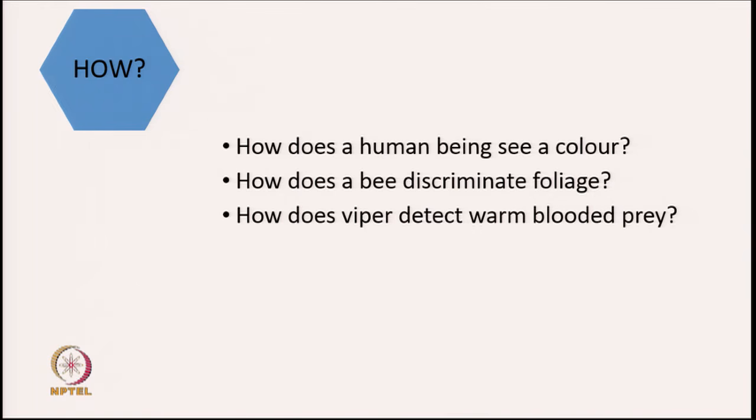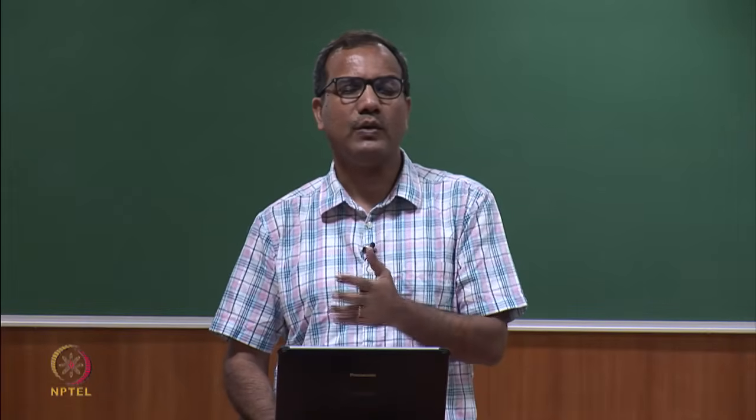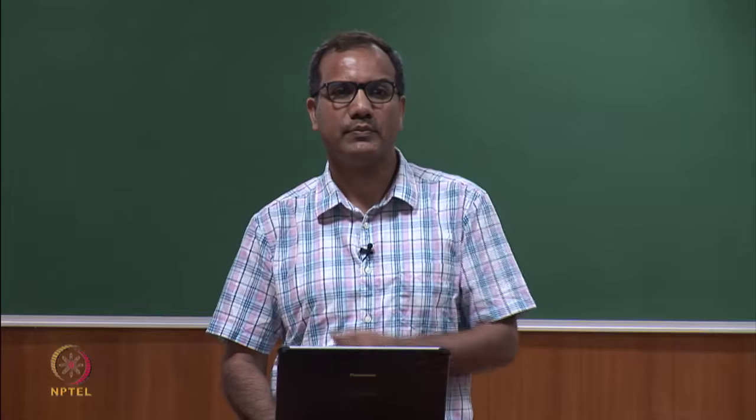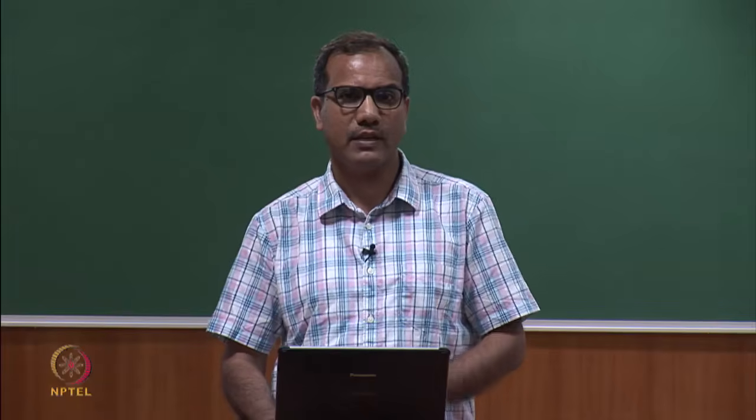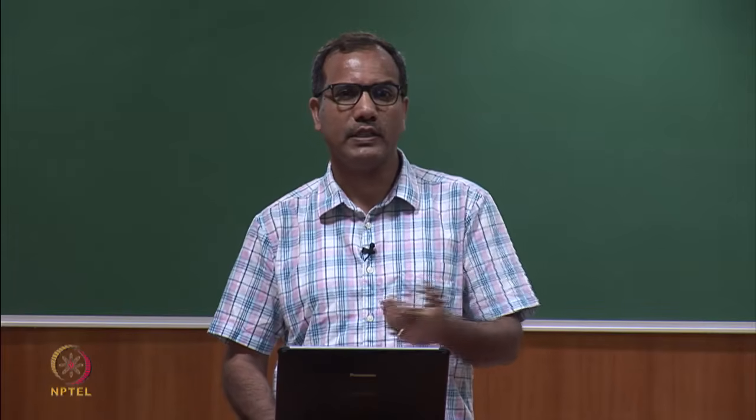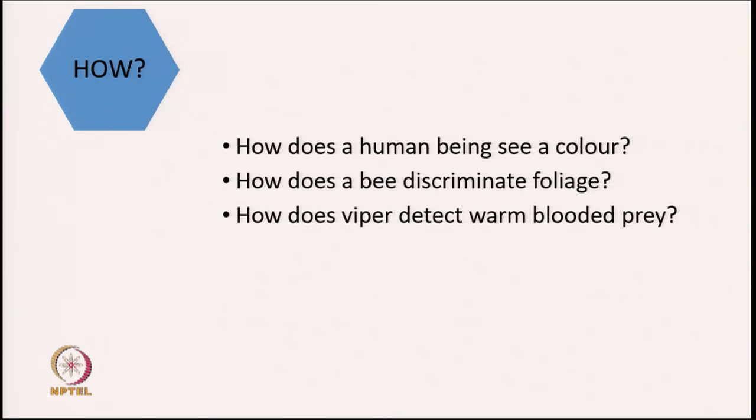First question we will ask is, how does a human being see a color? Why does a particular color look like that color to us? So, why does an apple look red or why do blueberries look blue? So, we are going to ask this question, how do we see a color. We will also ask how does a bee discriminate foliage. We are going to discuss how does a viper detect warm blooded prey.